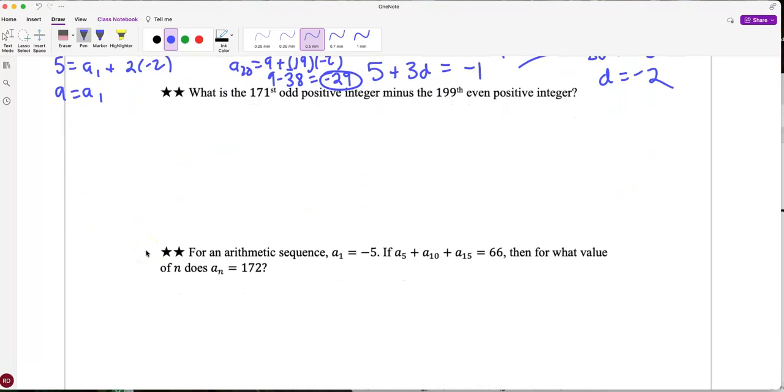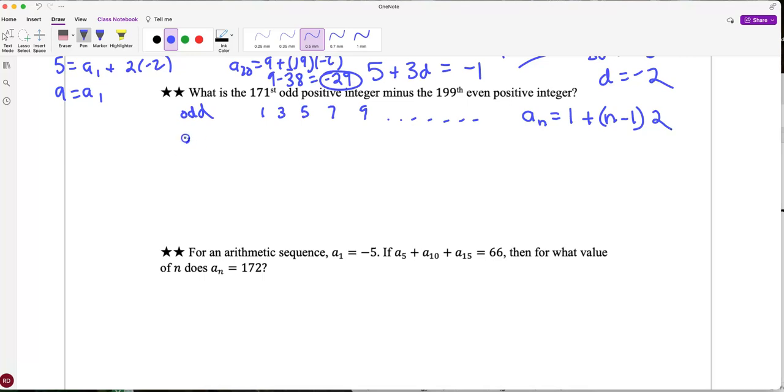What is the 171st odd positive integer minus the 199th even positive integer? Okay, so let's look at this. Odd positive integers, what do they look like? 1, 3, 5, 7, 9. Okay, that's an arithmetic sequence. So these are the odds. Well, this has a common difference of 2. So AN is equal to 1 plus n minus 1 times 2. That's what this sequence is.